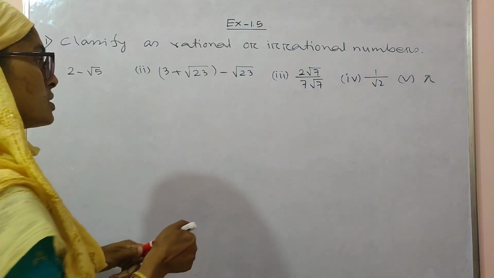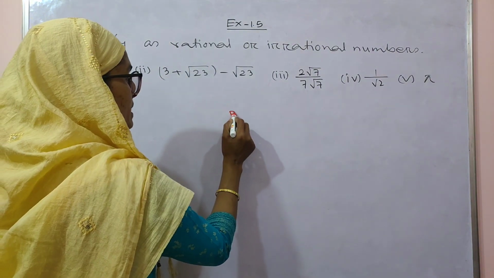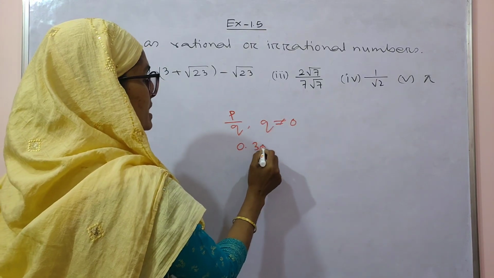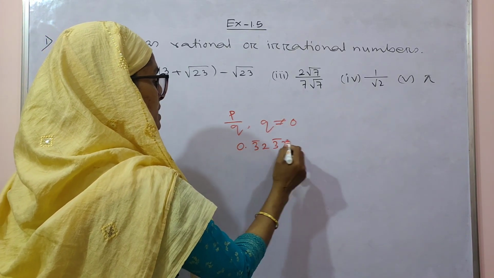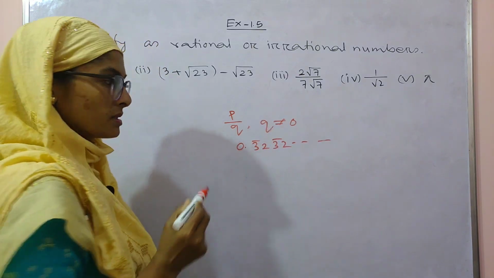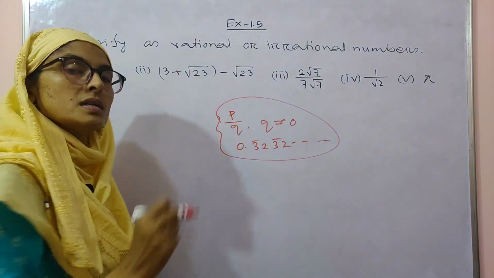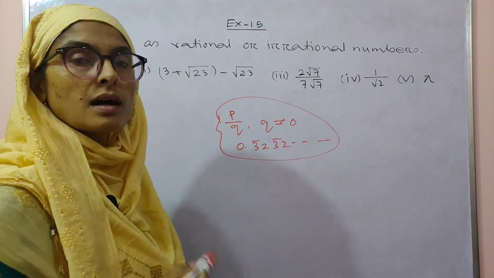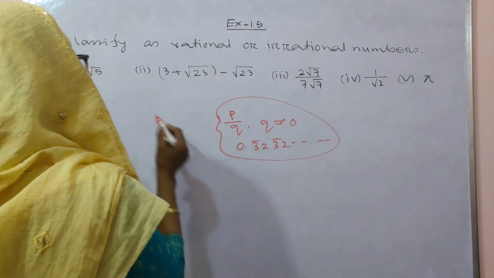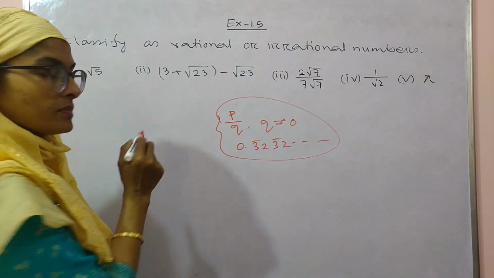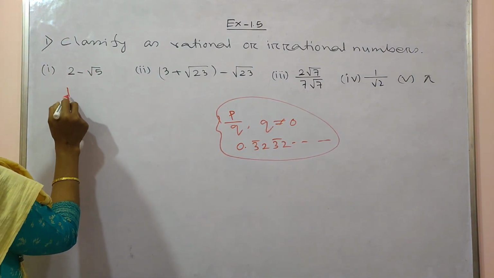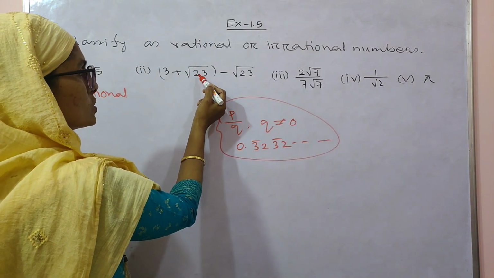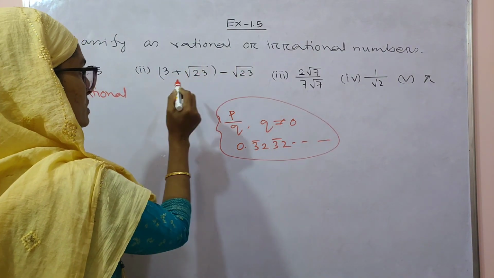Rational numbers means those which are in the form p by q, q is not equal to 0, or if the decimal expansion is repeating but non-terminating. If both these conditions are satisfied, then the number is rational. So this one, 2 minus root 5, has a root over it, so it is an irrational number.